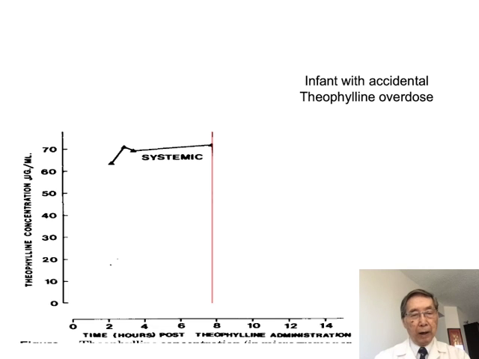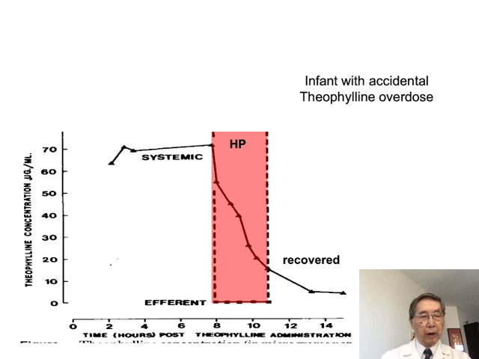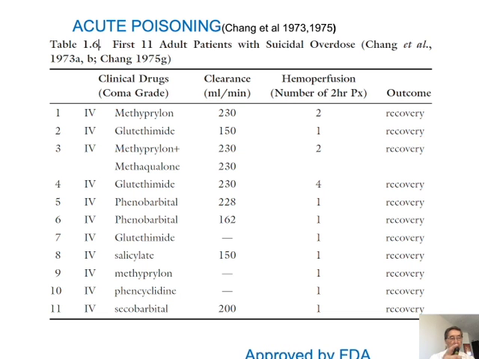There was also an infant that was accidentally given overdose of theophylline for asthma, and the level was very high and it could cause irreversible brain damage. As a result, they asked me to put this on the patient. The level came down very quickly and the patient recovered. I have done about 11 of these and it all worked well and FDA approved it.